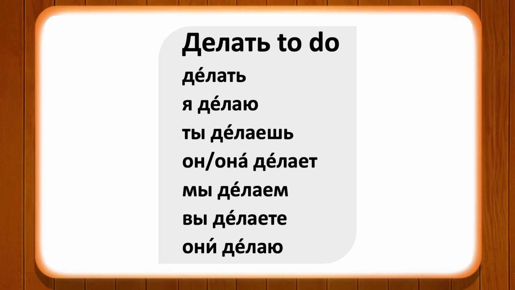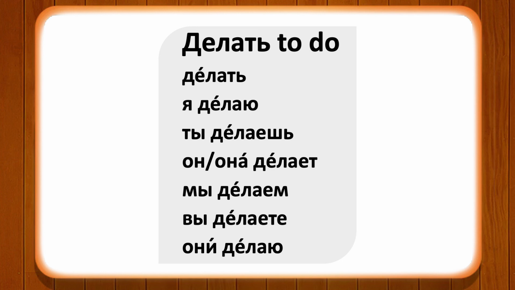Он делает, with the stem дела and the ending ет, which is combined to make the form делает. Он делает. It means he is doing or he does. Она делает. Она is she is doing or she does. Мы делаем, дела plus ем, the ending ем. Мы делаем. It means we are doing or we do.